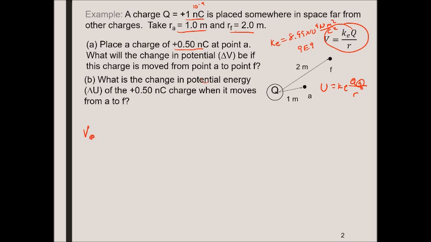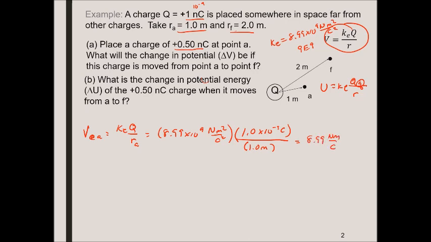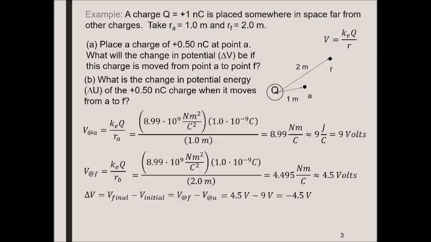So the voltage at point A is our Coulomb's constant times our source charge divided by our distance at A. So that's 8.99 times 10 to the 9th newton meter squared per coulomb squared. And then our source charge is 1 nanocoulomb, so that's 10 to the negative 9th coulombs. And our distance is 1.0 meters, which gives us 8.99 newton meters per coulomb, which we're just going to call 9 volts.